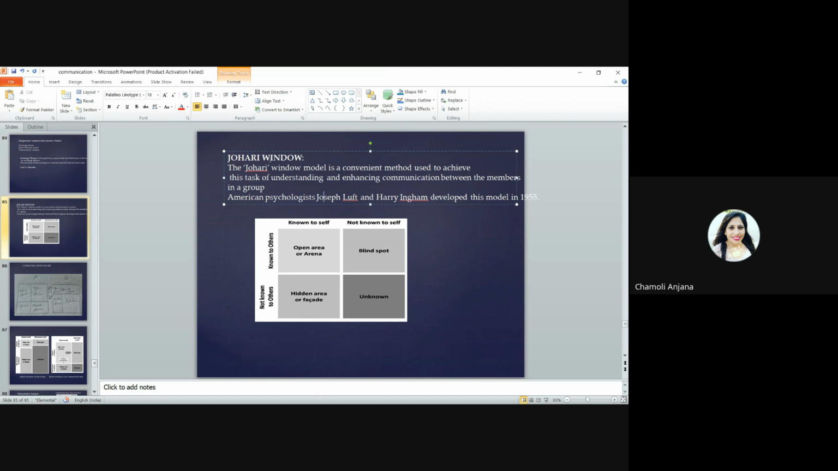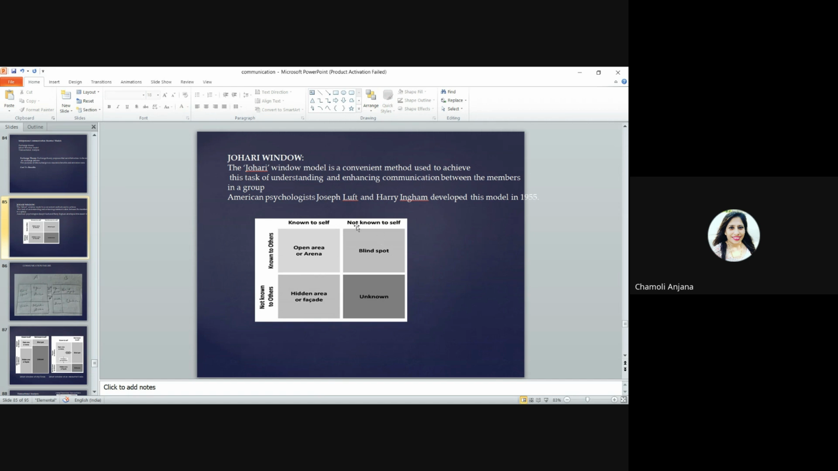So this Johari window is a conceptual window which tells about a person, how much a person understands himself and how much others understand this person. So this talks about how a person communicates in a group. The Johari window has four parts, and the Johari window of every person varies from the other person. So every person has his own Johari window.